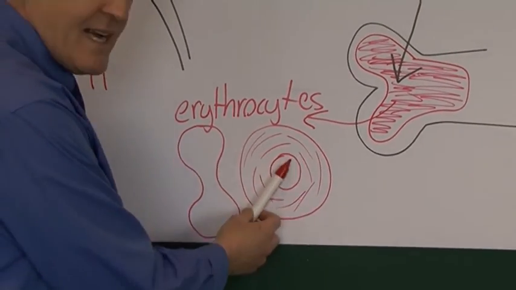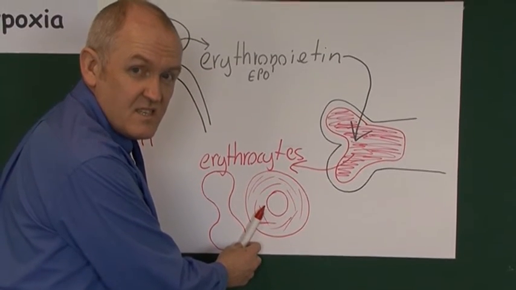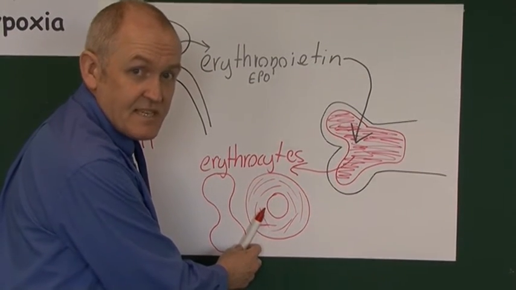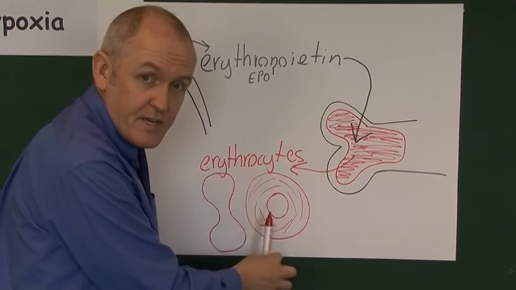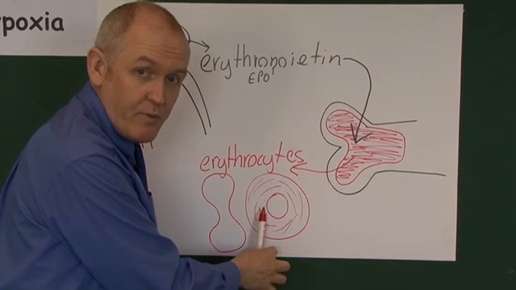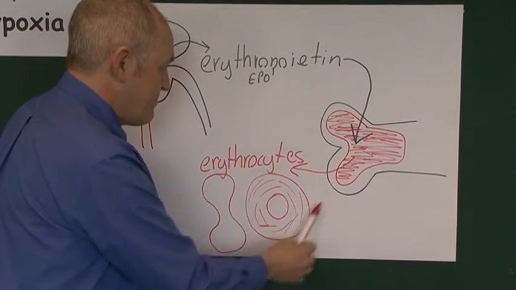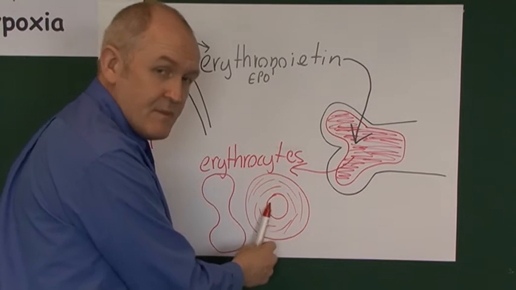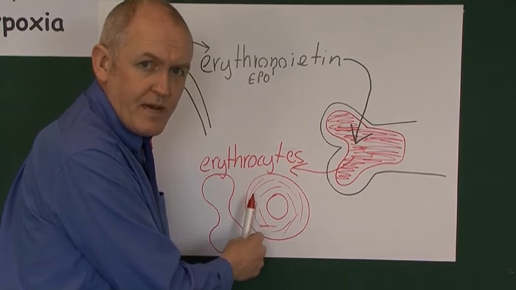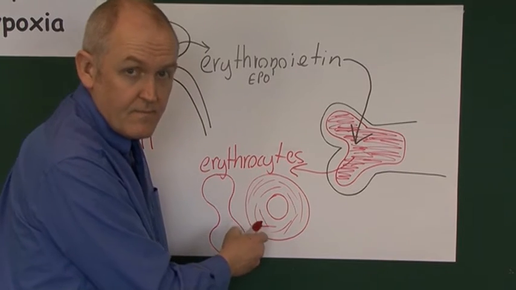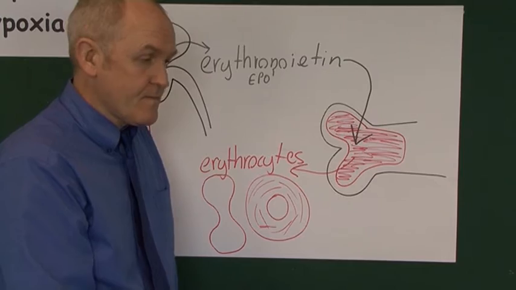But of course, it's the erythrocytes that carry the hemoglobin. 98, 99%, probably 99% of the oxygen that's carried in the blood is carried by the hemoglobin in the red blood cells. So if there's more red blood cells, that means there's more hemoglobin. What's that going to do to the oxygen carrying capacity of the blood? Well, if there's more hemoglobin, the blood can carry more oxygen.